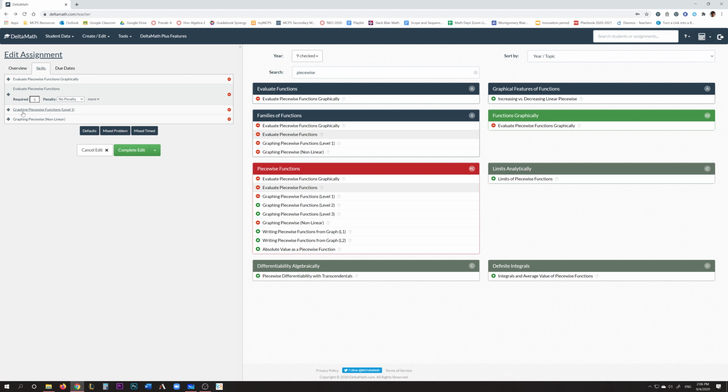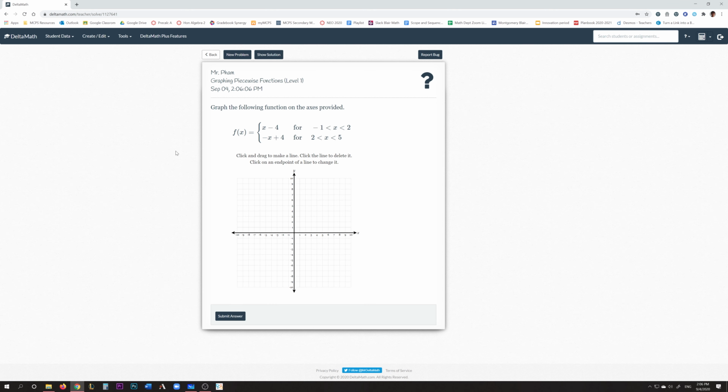The third skill that you need to know how to do is how to graph piecewise functions, level 1. So you'll click on that. So here in this example, we need to graph the following function on the axis provided below. You need to click and drag to draw a line. So for instance, that's how you do it. Click the line to delete it. Oops, sorry. And click on an endpoint to change it.